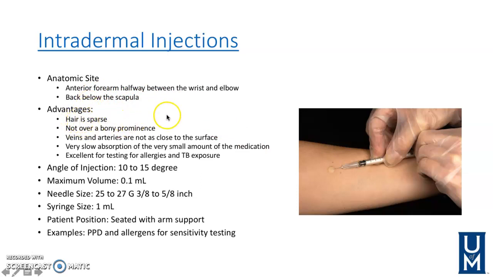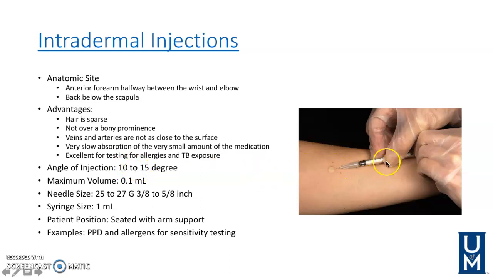The advantages is this is where the area of hair is sparse. There's no bony prominences to watch out for. Veins and arteries are not as close to the surface. Remember, with intradermal injections, we are going literally on the most top layer of the skin here. Very slow absorption of a very small amount of medication. Because we're going into such the top area of skin, you cannot hold a lot of medication in this area. It's great for testing allergies and TB exposure.